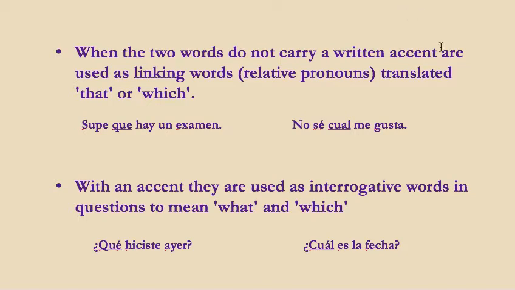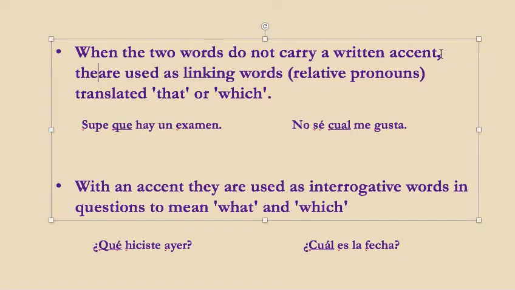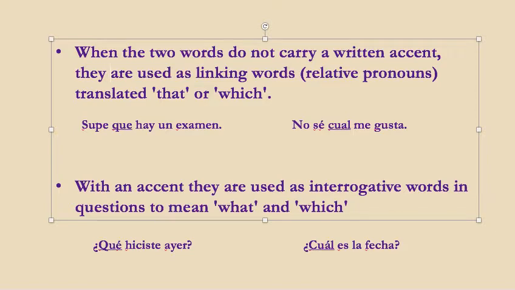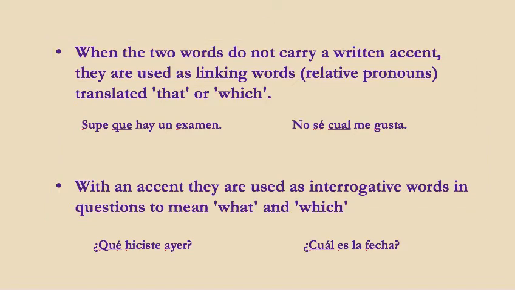When the two words do not carry a written accent mark, they're used as linking words or relative pronouns, translated "that" or "which." For example, "supe que hay un examen": I found out that there's an exam. Or "no sé cuál me gusta": I don't know which one I like.